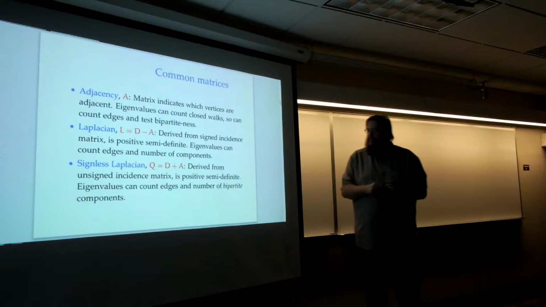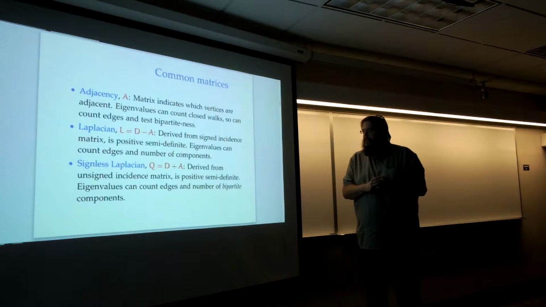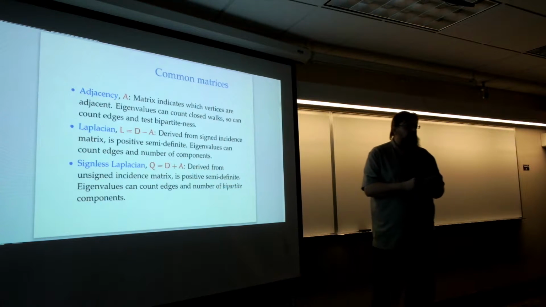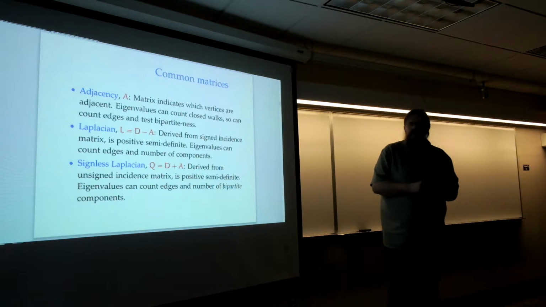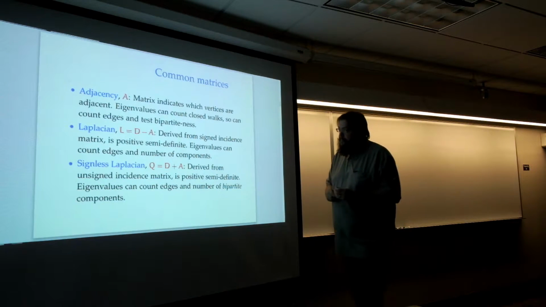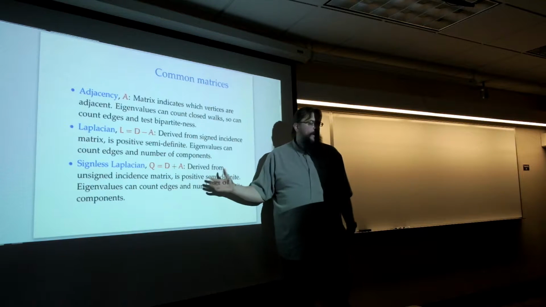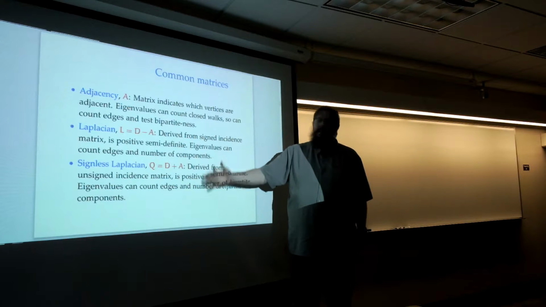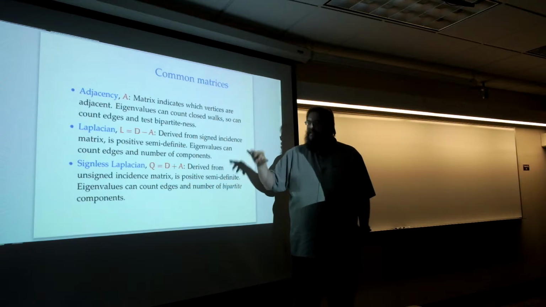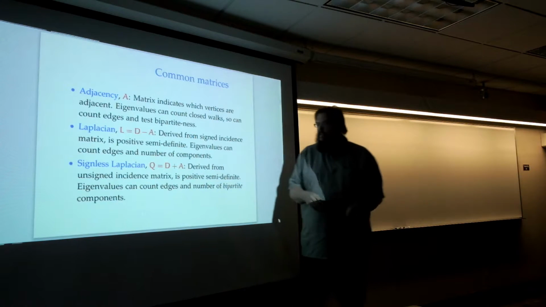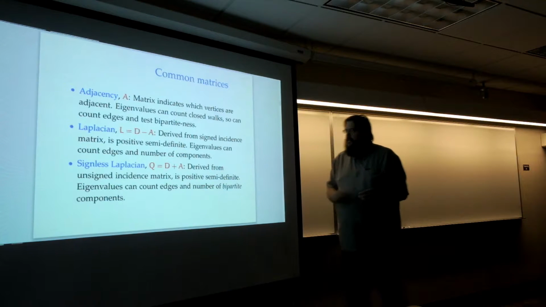It turns out, for instance, that now the multiplicity of 0 is not the number of components, it's the number of bipartite components. The reason that's true is if your graph is bipartite, then you get the same eigenvalues. It doesn't matter whether you add or subtract. If it's not bipartite, it does cause things to change. Again, we can tell how many edges we have.